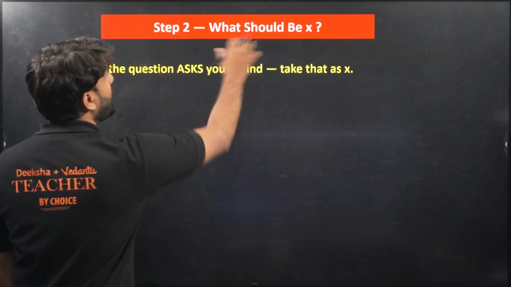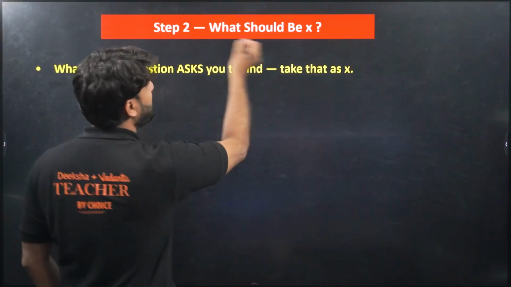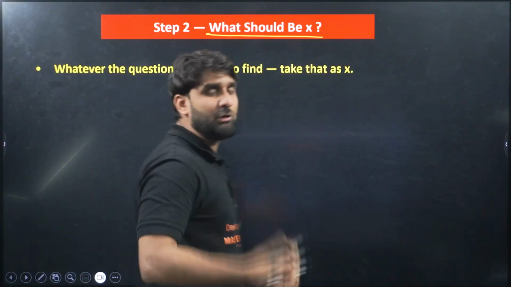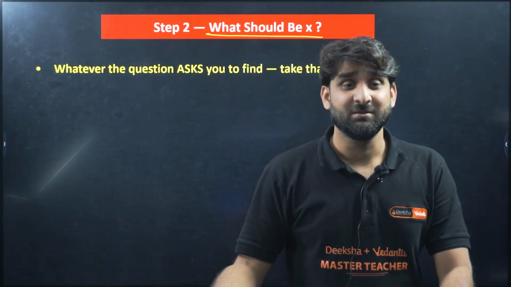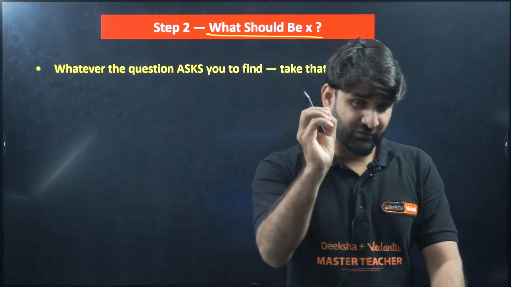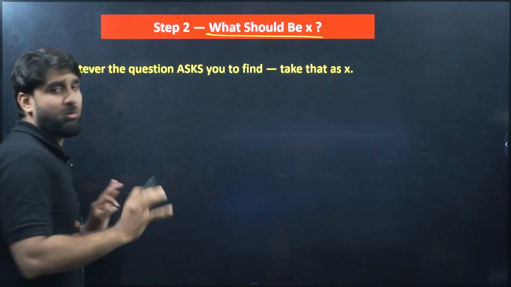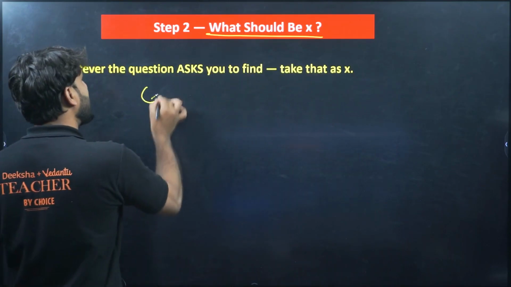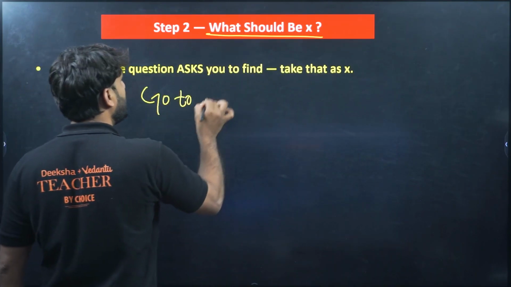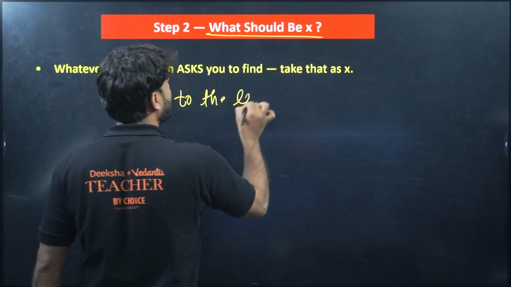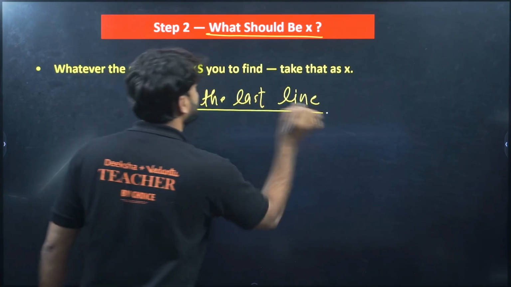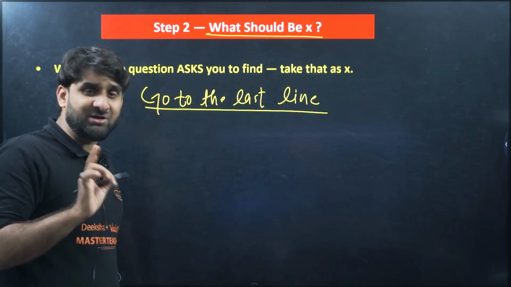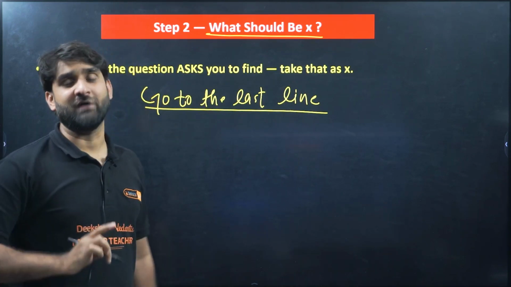Now step 2, what should be X? This is the important part. Most of the students are still not able to assume, sir, what should we assume as X? My dear champion, listen, let me give you a very important tip. In every word problem, go to the last line. Go to the last line of the word problem and read it. What exactly is the question asking to find?